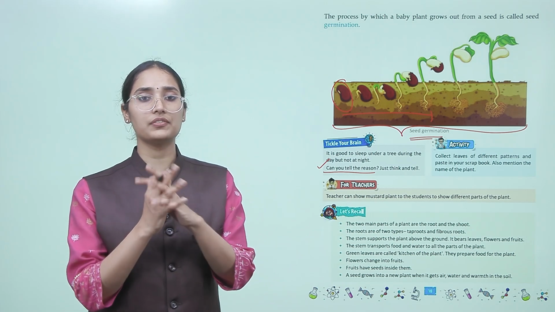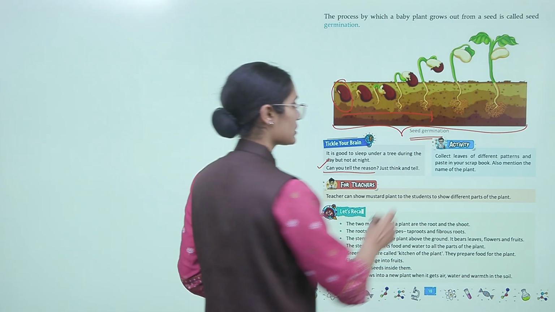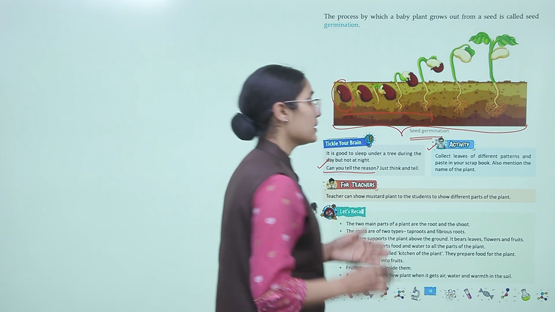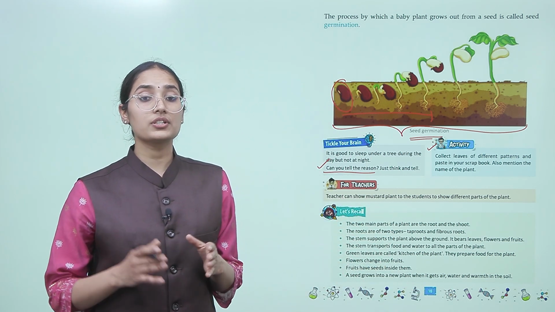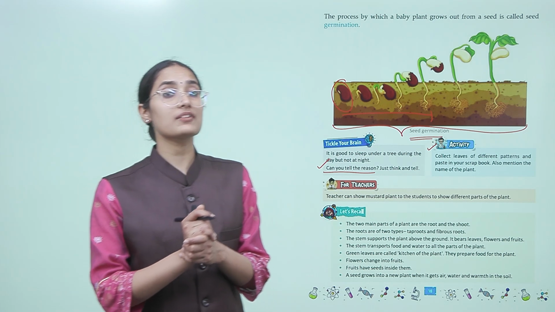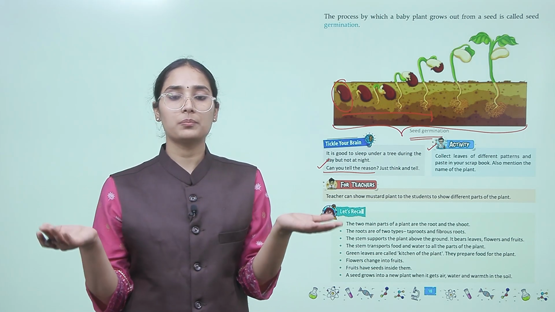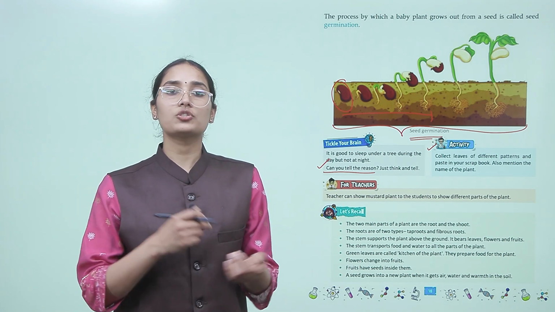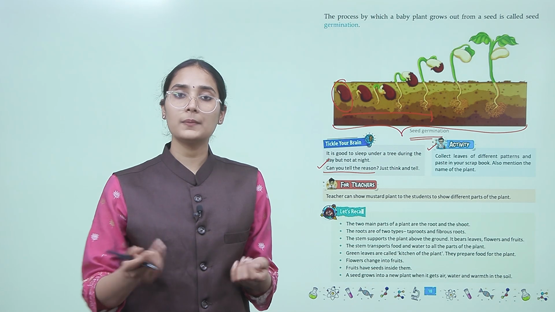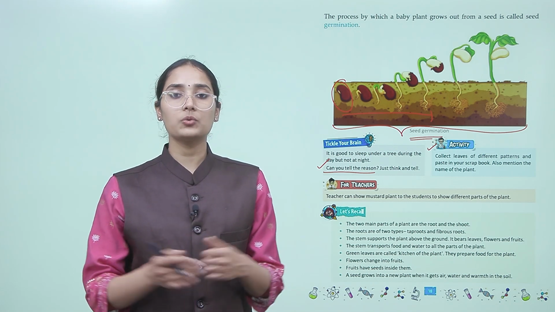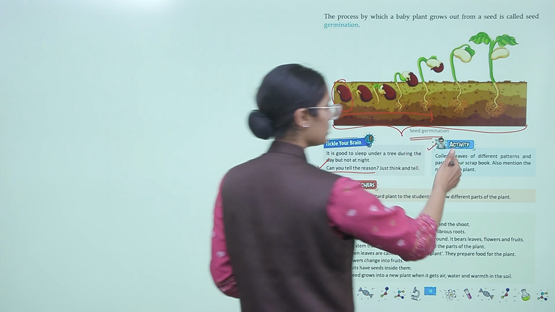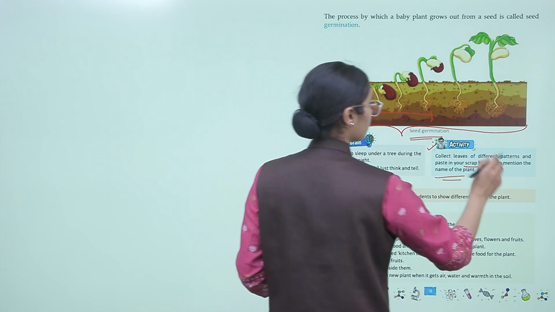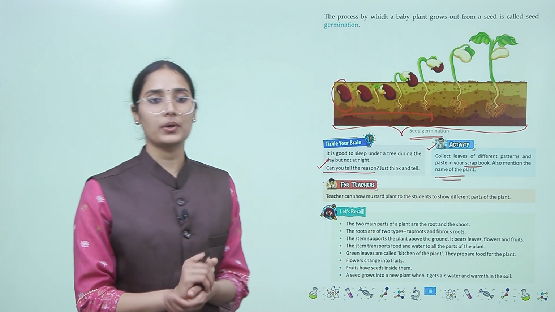Now let's do an activity. Collect some leaves of different patterns and paste them in your scrapbook. Also mention the name of the plant. You must have seen a variety of leaves. So just go in your garden or school playground, collect leaves that have fallen on the ground, and paste them in your scrapbook and try to name that plant, okay?